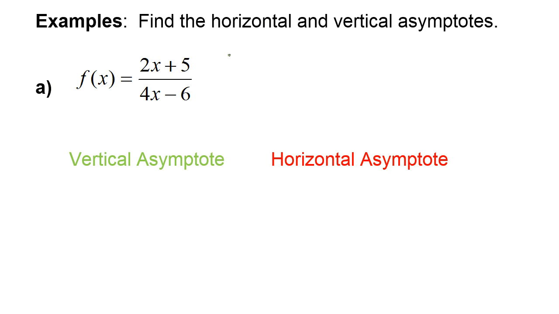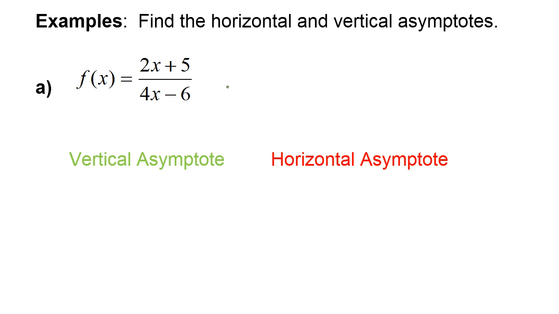Okay, now you may have noticed some connections between the graphs and their asymptotes and their equations. So we're going to look at a few examples, and I'm going to show you how, by looking at the equation, you can figure out what the asymptotes are. Let's start with the vertical asymptote.